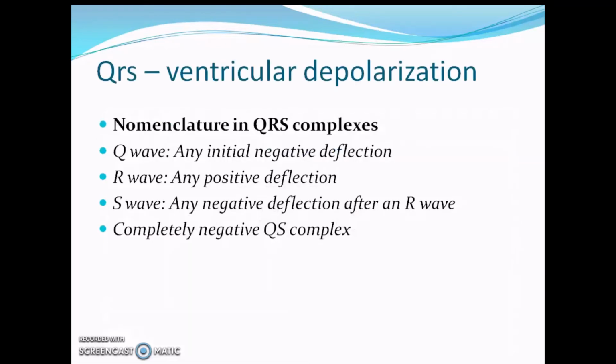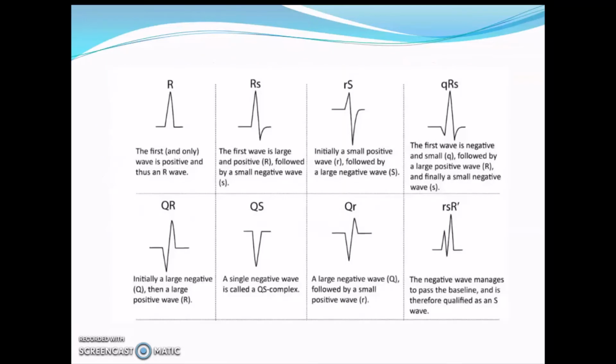So coming to the nomenclature of the QRS complexes. Any initial negative deflection is called a Q wave. Any positive deflection is called an R wave. Any negative deflection after an R wave is called an S wave. A completely negative complex is called a QS complex. Here there is no negative wave, only a positive wave. This is an R wave. Here there is a positive wave followed by a negative wave. It is called RS.